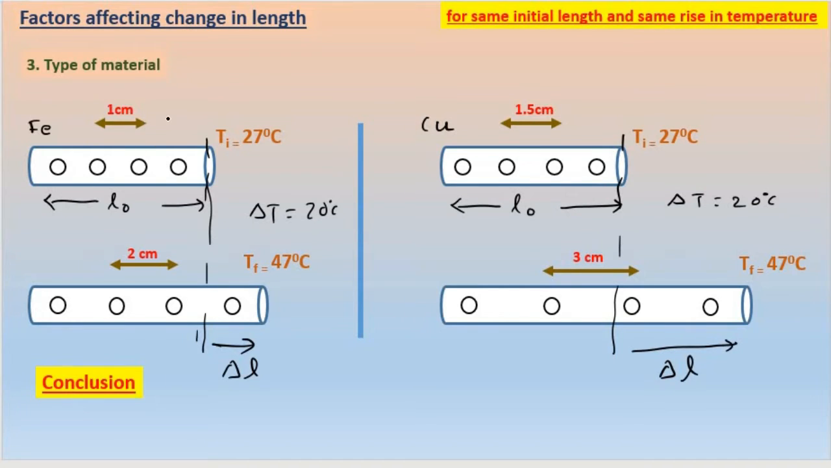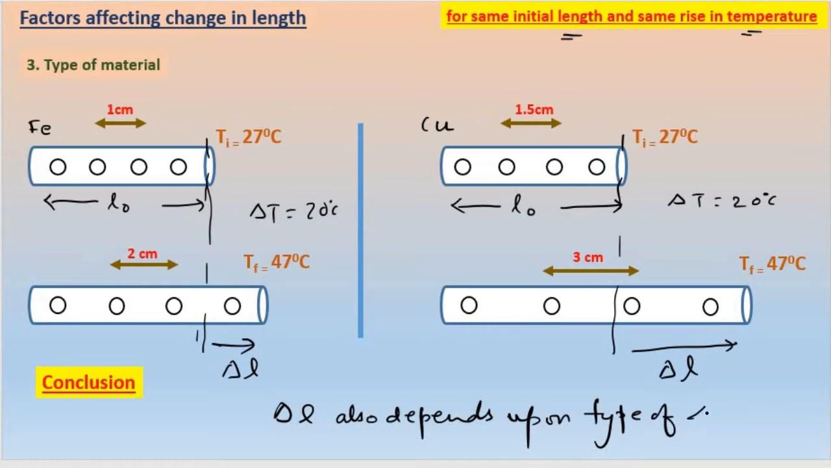It is because you are changing the material, so the expansion rate in both of them will be different. So even though all other situations are same, like same initial length and same rise in temperature, still since the substance is different, they will show a different kind of behavior in expanding. So that means delta L also depends upon the type of substance. Correct. Now combining all three things, let us try to jot down all the things in a proper way.